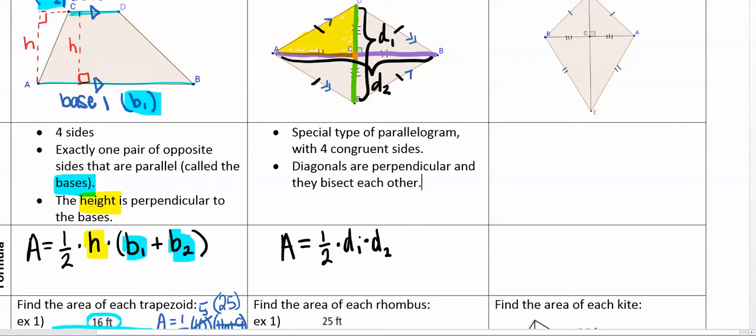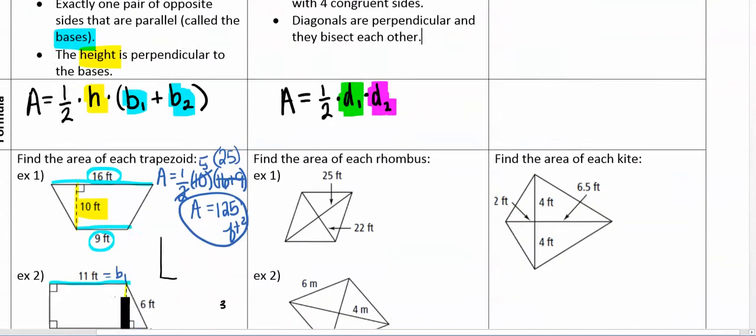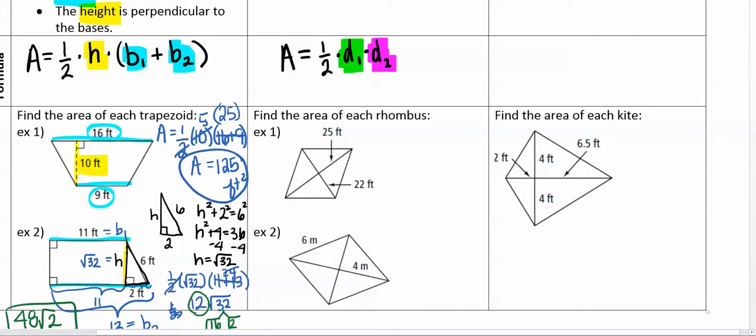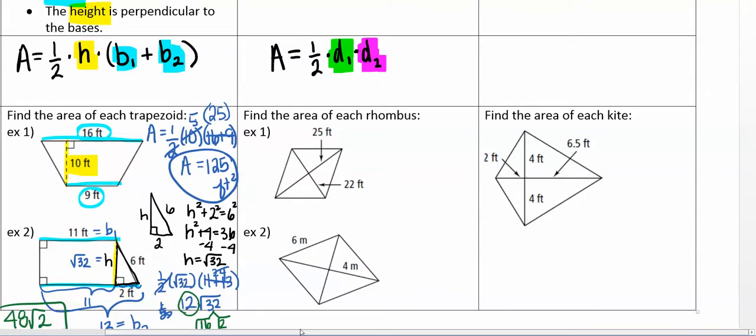Alright, so basically we have the diagonal, the whole diagonal is diagonal 1, and the other diagonal, the whole thing is diagonal 2. Okay, so let's do a couple examples. Find the area of each rhombus.